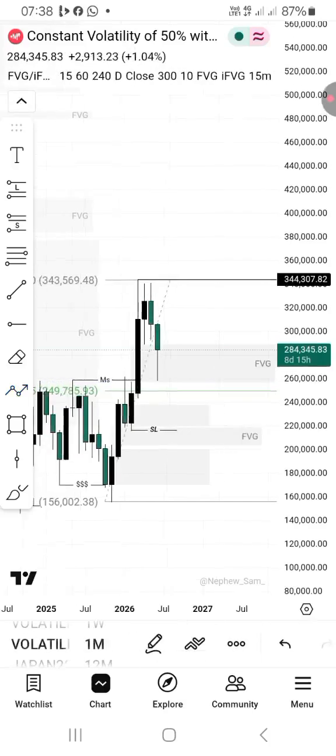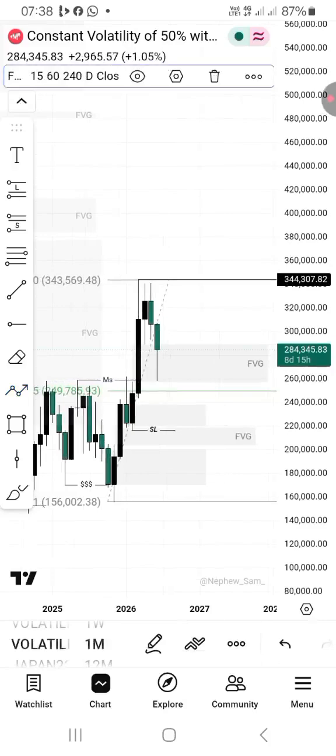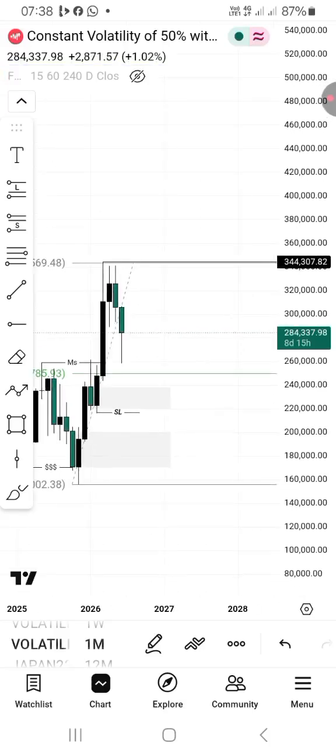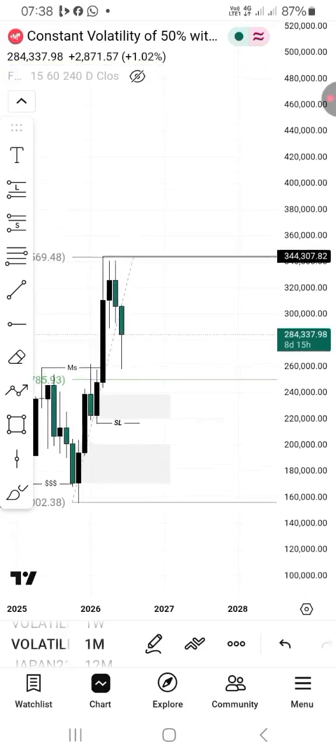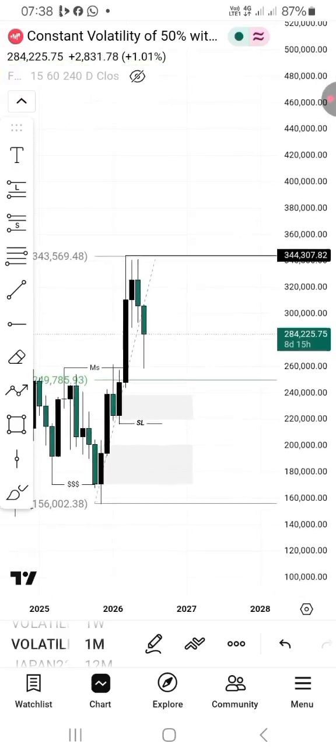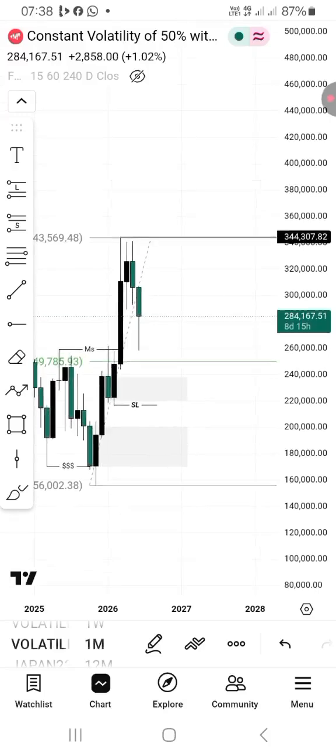So our job now as a trader is to react to the order block, the POI that gives us an entry. That's just our job. We don't predict price action. We react to price action.